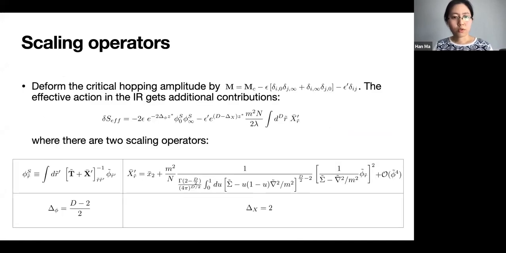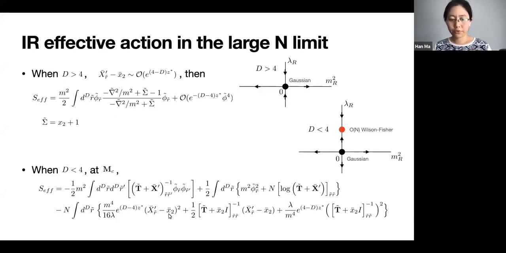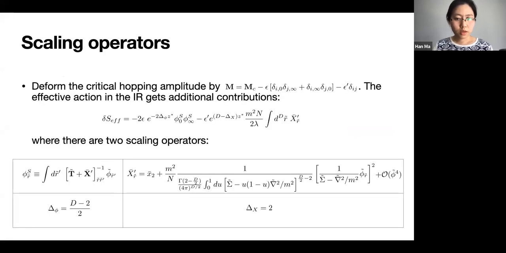Okay, so far I've talked about a lot of technical things about what the effective action expresses. I talked about this phi field and X prime a lot, but do they really have a physical meaning, or are they just some complicated functions? The answer is that they do have physical meanings. In order to show this, we can deviate from the critical point a little bit. This can be done by deforming the hopping matrix by an infinitesimal amount. Here, epsilon and epsilon prime are infinitesimal numbers.